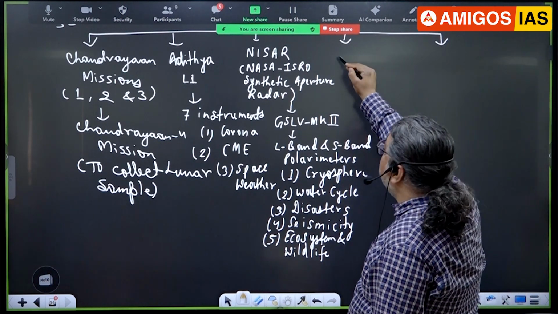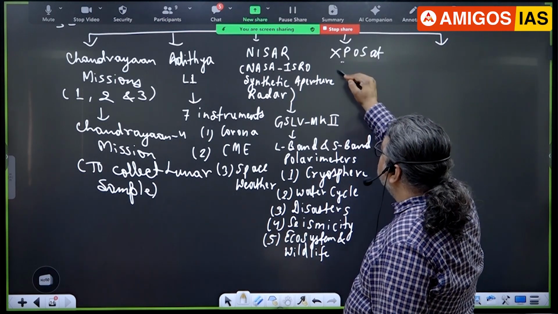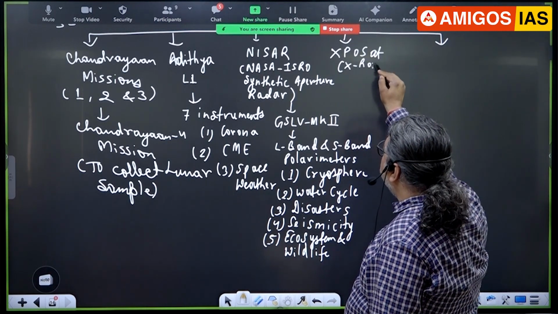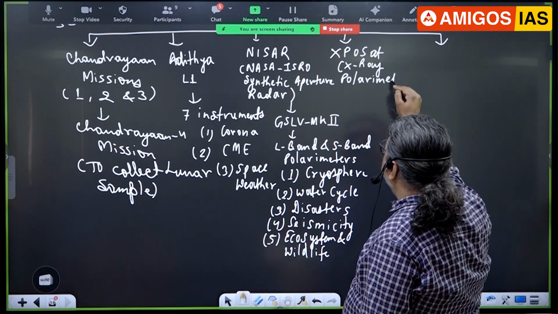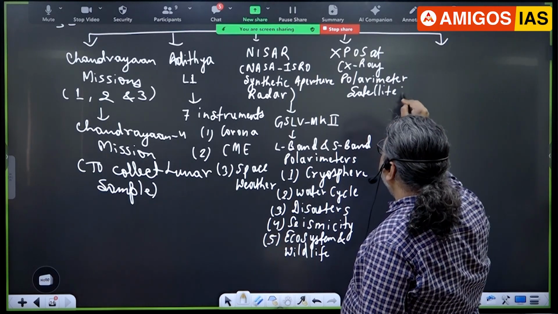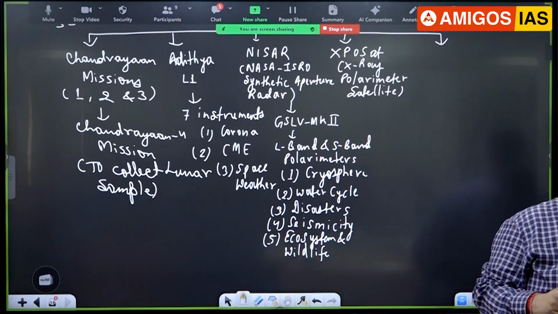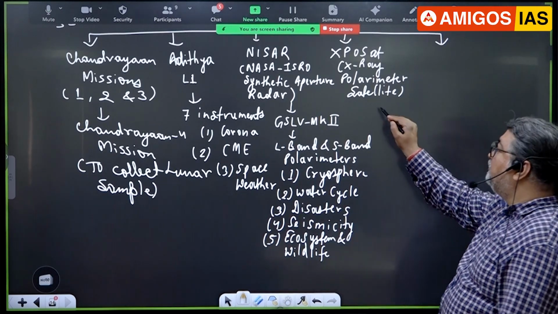Now next, what comes here? This mission, X-ray polarimeter, and this is India's first such satellite there. Now tell me which rocket we use for XPoSat? PSLV. So we use the PSLV rocket.